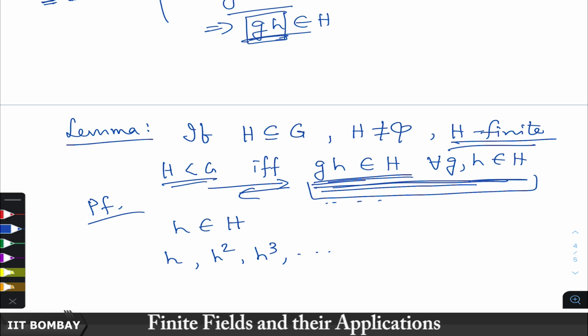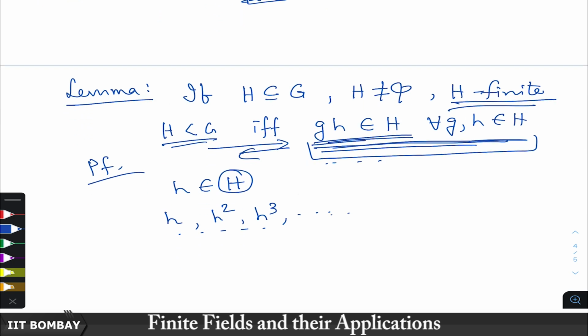Now, as we go on, this sequence must terminate somewhere. What does it mean to say? Why should it terminate? Because H is a finite set. So, it cannot go on giving you distinct elements, all these cannot be distinct in a finite set. So, somewhere it must start repeating, which means h power i must be h power j for some i and j, and without loss of generality, suppose j is strictly bigger than i.